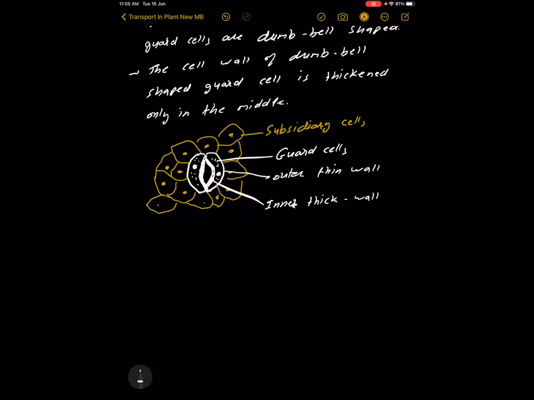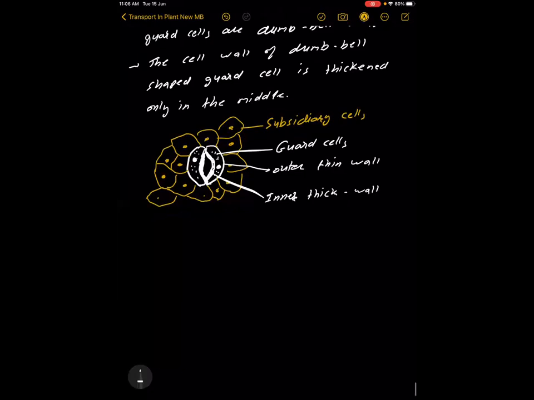Only the thickening occurs on the inner side of the wall. This is a single wall. There is no differentiation; it is not a first wall or second wall. Only the outer part of the cell wall is thinner as compared to the inner portion. So there are no two walls. Outer wall, inner wall doesn't mean that there are two walls. Actually, the inner part of the wall has thickening. So subsidiary cells, guard cells, outer thin wall, inner thickened wall.